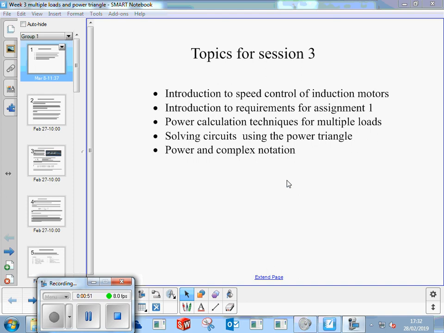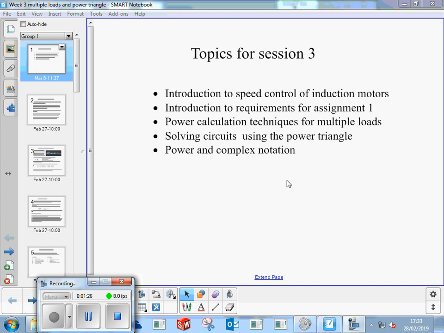Okay. Then we're going to have a look. We've already had the introduction to assignment 1; I did that last time. Then we're going to look at power calculation techniques where we have multiple loads. So how you would work out the overall power on a load center delivering power to a number of different loads, like 3 or 4 blower motors and a chiller, and what you would do to calculate the total load on a distribution board, if you like. That's the way you can deal with that calculation.